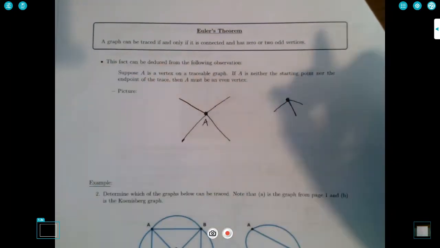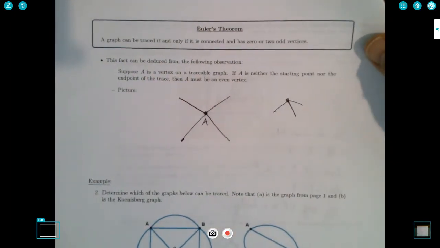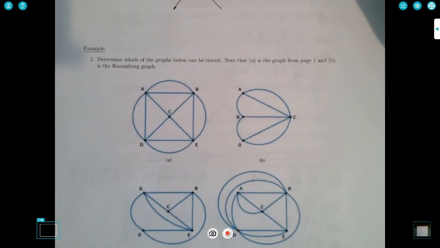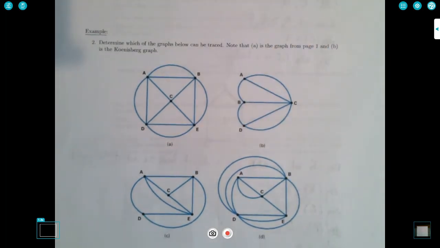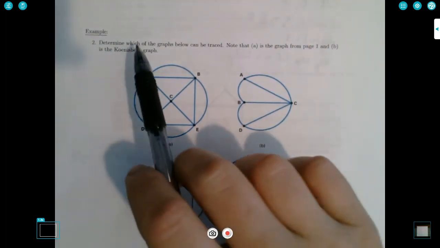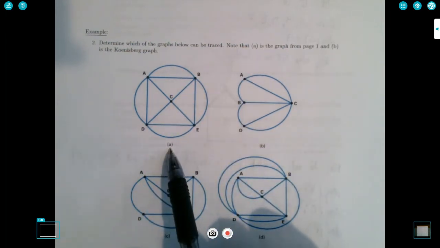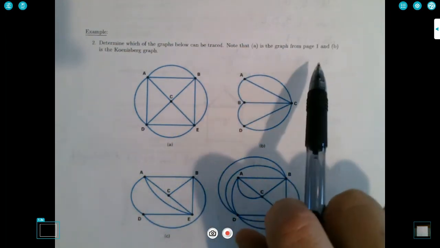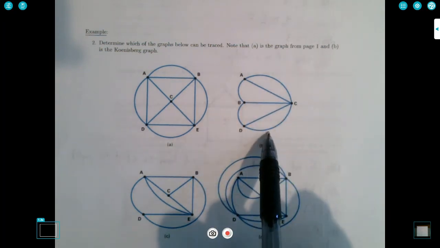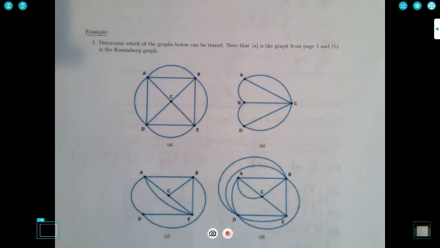Okay, so that's where Euler's theorem comes from. And it tells us very clearly whether or not we can trace a graph. So determine which of the graphs can be traced. Note that part A is the graph from page 1, and part B is the Koningsberg graph. We didn't draw it quite this way, but this is just another way to draw the Koningsberg graph.